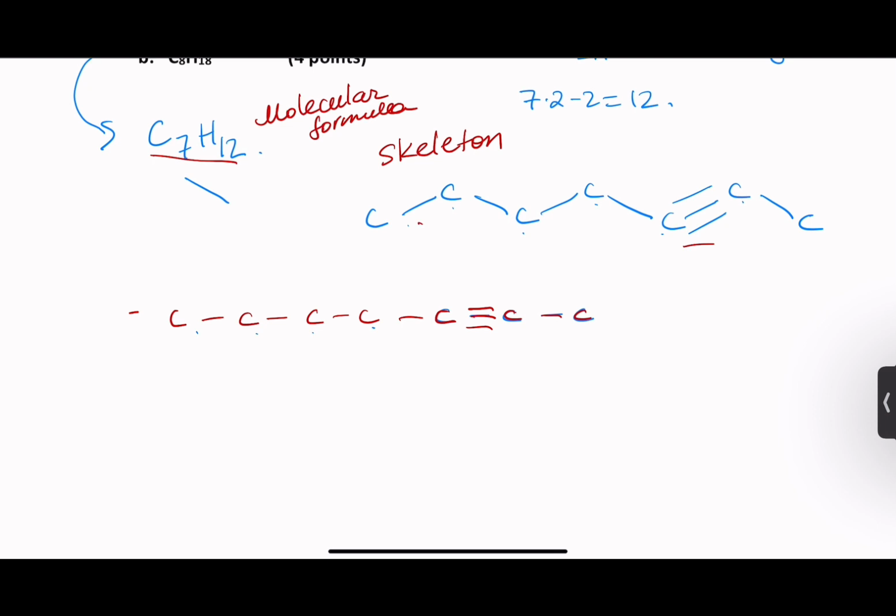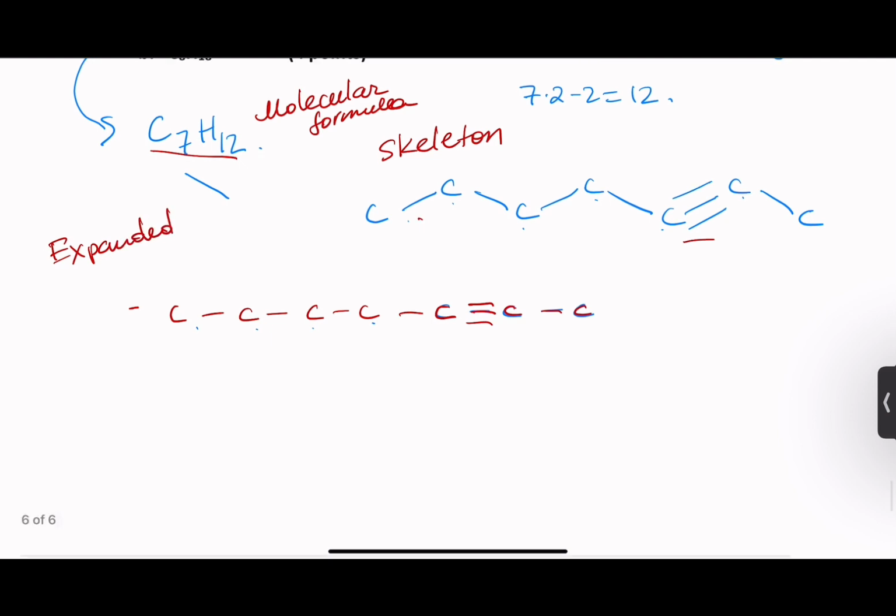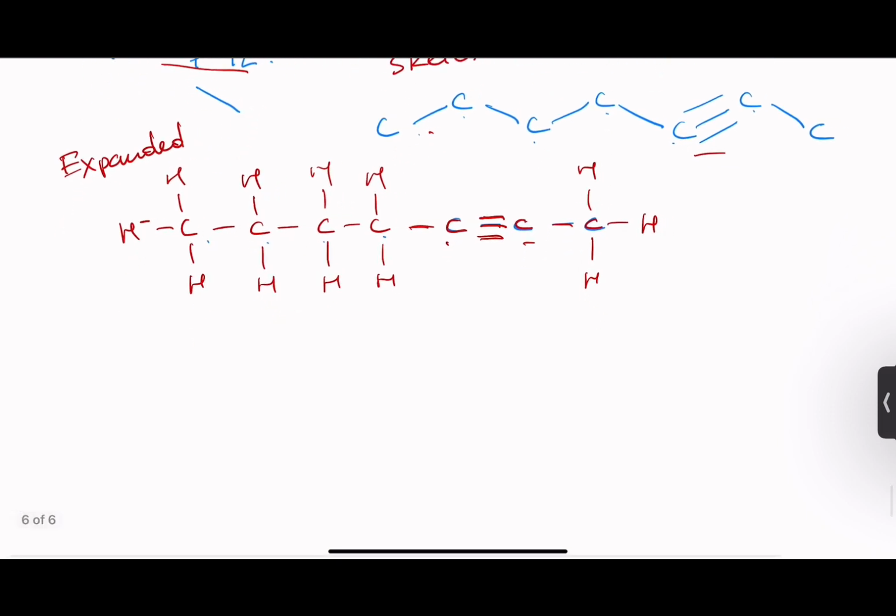But we know that we gotta have a triple bond. This is expanded form. So I'm gonna put the hydrogens. So for each carbon, I fill them up to have 4 bonds. See, and then 4, 4. I didn't put any hydrogen on this guy because I already have 4 bonds. Okay, so this is expanded.